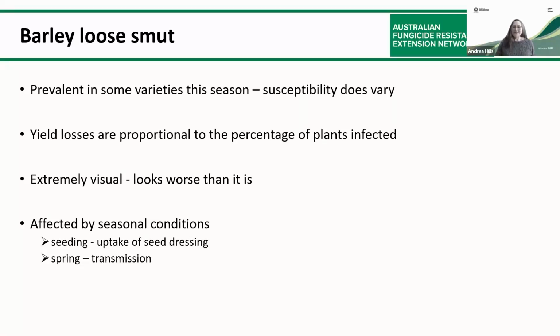So one aspect of why we're seeing a bit more loose smut this year is because of the seasonal conditions. At seeding, our very dry start reduced the ability of the seedling to take up enough fungicide to stop any loose smut infection that it had from reaching the growing point and expressing. So it's not that your seed dressing has failed or that smut has suddenly become resistant to the fungicide. It's just those seasonal conditions were a little bit less than desirable for fungicide uptake. Now in spring, about this time of the year, the spread of loose smut is definitely enhanced by a cool, wet spring. And that is one of the reasons why we tend to see more smut in the medium to high rainfall areas, because those areas get more suitable conditions for transmission.